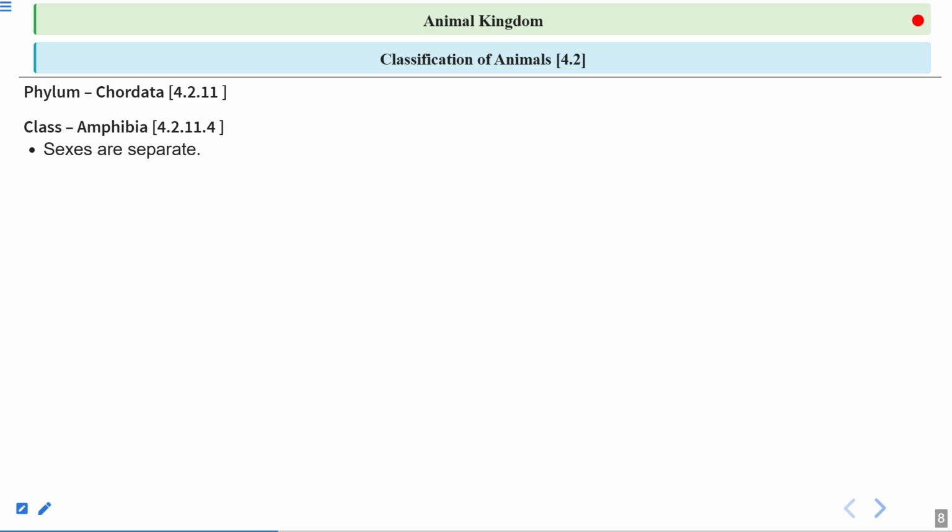Sexes are separate. So when you see the frog, you can say that this is the male one and this is the female one. We see the phenomenon of sexual dimorphism in the case of frogs. Or actually, we are talking about amphibia. So in every amphibian, you can see that sexes are separate. Male is separate and female is separate.